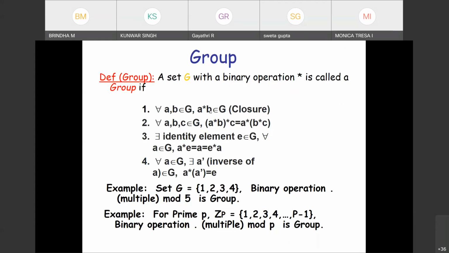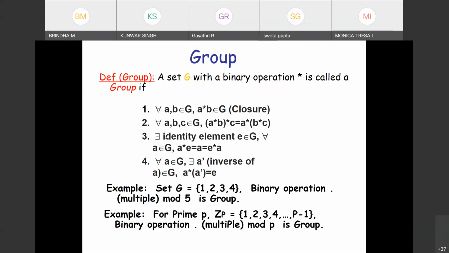The first property is that it should be closed. If A and B are elements of G, then if you apply the operation between A and B, the resultant element again belongs to G. That is the first criterion. The second is associativity. You can see here, we change the order of the brackets.